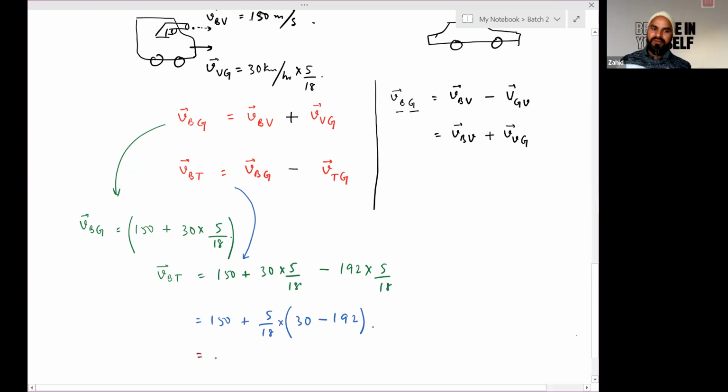If you further simplify it, you will get 150 plus 5 over 18 times 192 minus 30, it will be minus 162. So 18 and 9 times will be 162. So 9 into 5 will be 45. So 150 minus 45 is equal to 105 meter per second.